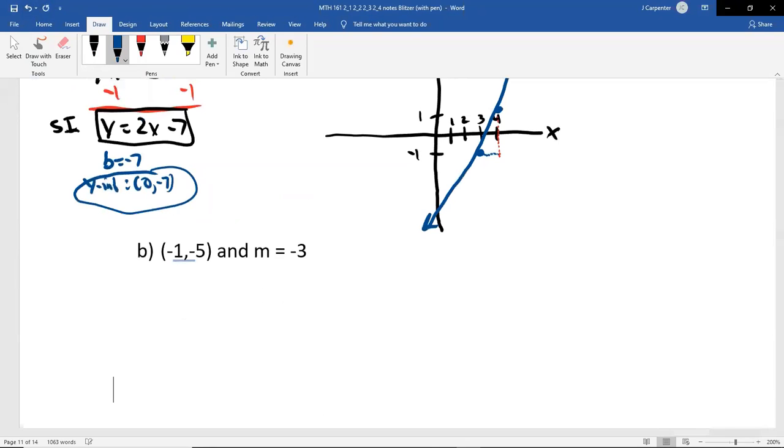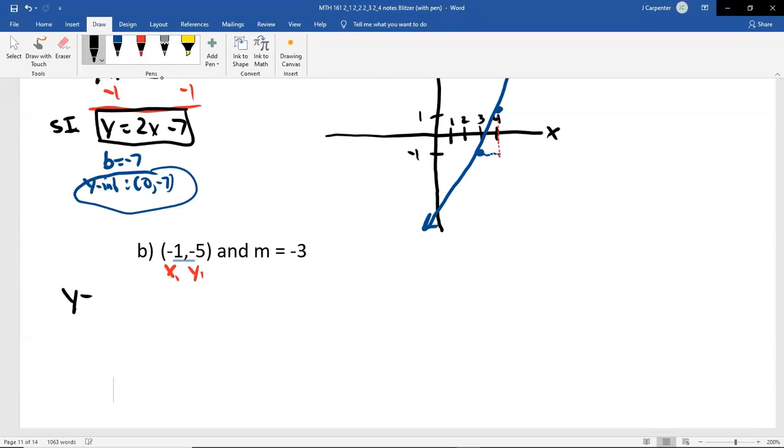B, -1 comma -5. That's our point, and our slope is -3. We're going to graph it as well as write the equation in slope-intercept form. Same instructions as last time. So we have our x1 and our y1. I do encourage you to label things. I already labeled the m quite literally. I could have said the slope is -3, and then I'd go back and write m, but I wrote m already. So put it in point slope form.